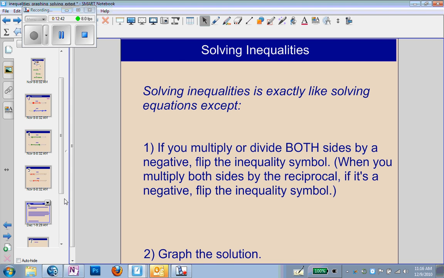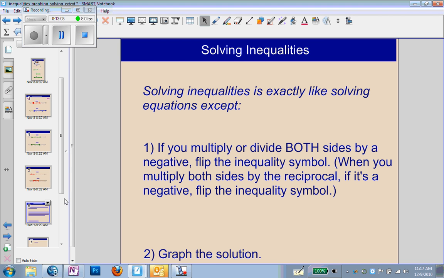Great. So now we're going to talk about solving inequalities. Solving inequalities is exactly like solving equations, except there's two things you have to keep in mind. The first, and this we have not talked about yet, is that whenever you multiply or divide both sides of an inequality by a negative, you have to flip the inequality.